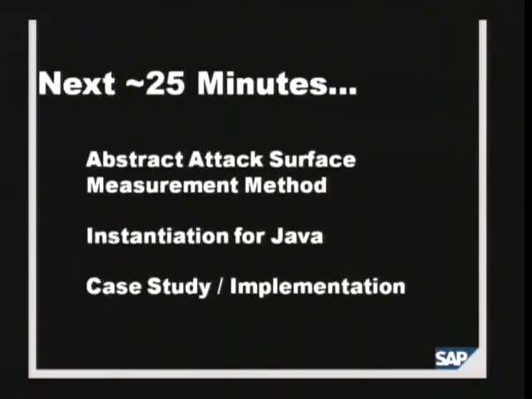So how do we do this? In the next 30 minutes, I'm going to present the abstract attack surface measurement method, and I will talk about instantiation for Java and a case study we did at SAP Research, and also implementation. I'm trying to give you an intuitive feel for how you can measure the attack surface and what it means in a concrete application. If you are interested in more details, because we have lots of formal techniques which are explained in the papers, just contact me and then you can look at the papers.